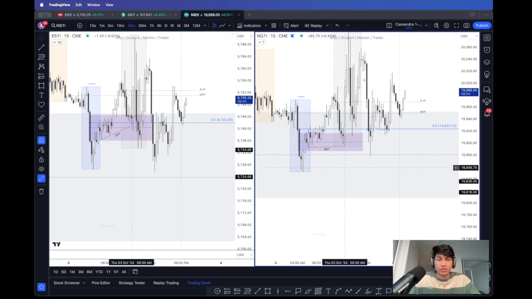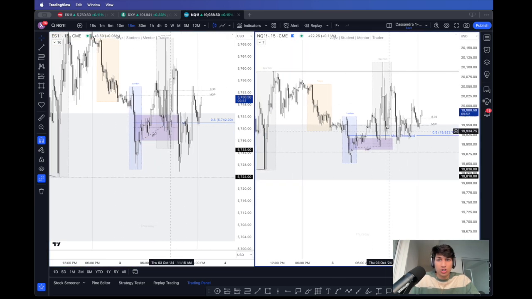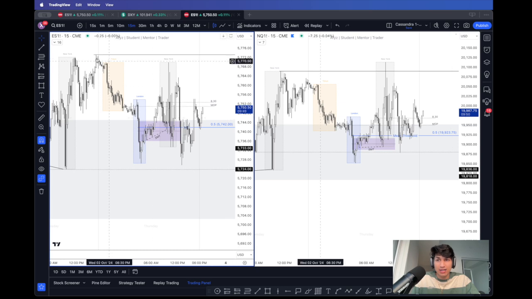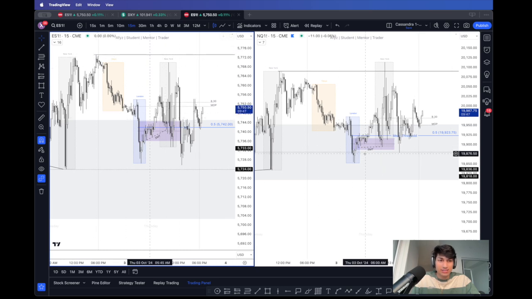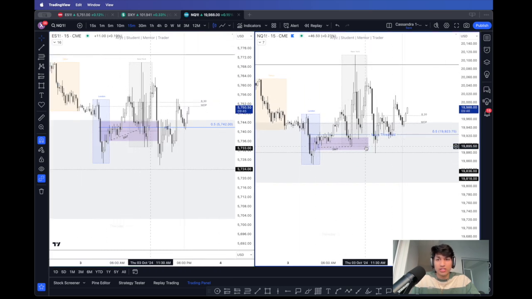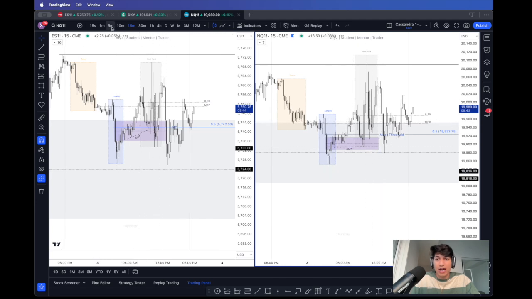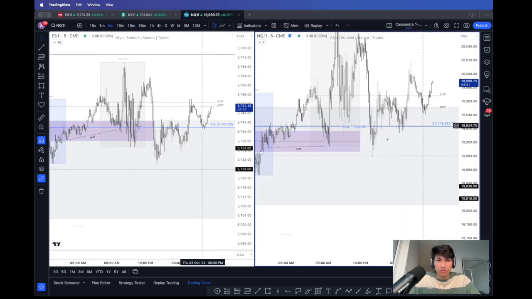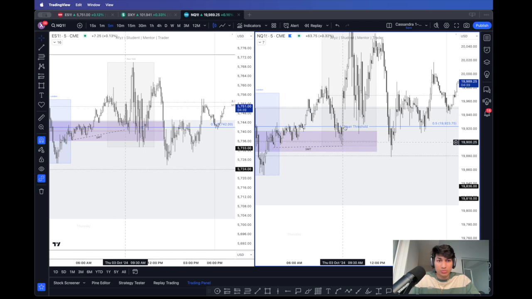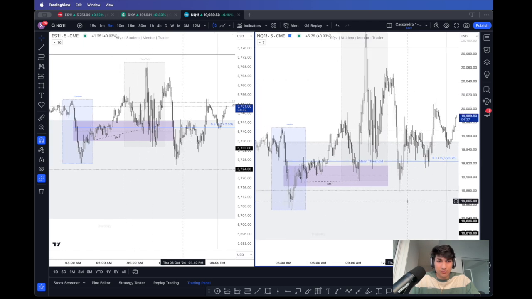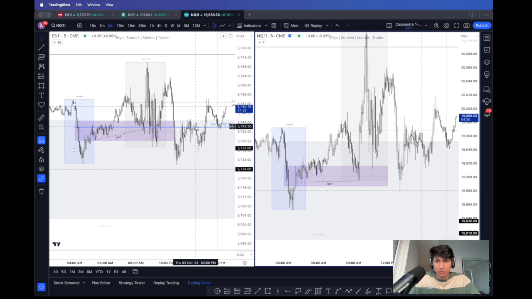I was looking to trade long, and I was looking to trade long to the previous day high on either the ES or the NASDAQ. In order to make the decision of which index I chose to long, I looked at the lower time frame structure once we started to displace out of this area. So as you can see, let me get rid of this just so it cleans up our chart a bit.